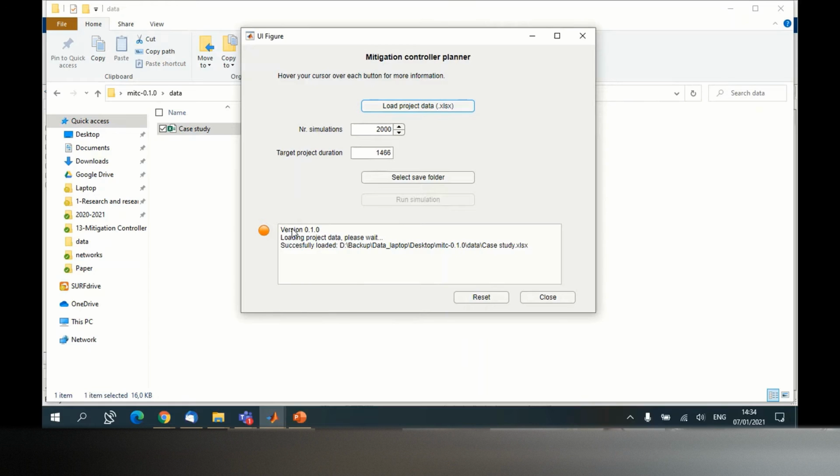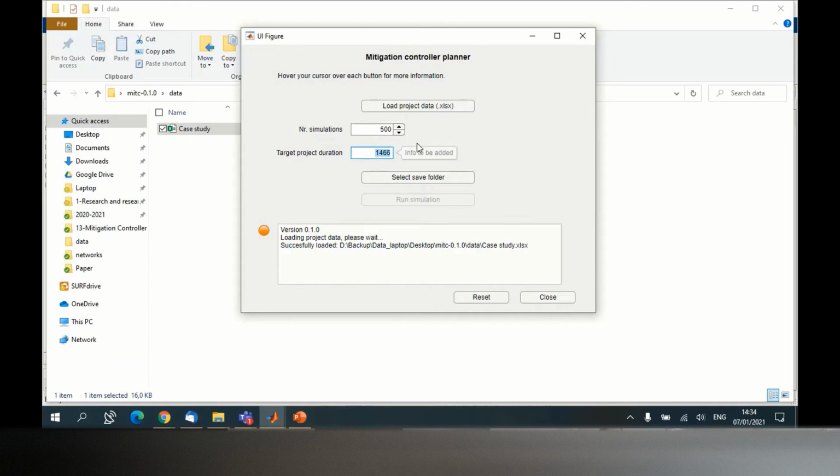Okay, so it successfully loaded, but it's not ready to run because we did not provide all the information that the mitigation controller needs. We have the number of simulations. I told you to set it at 2000. However, just in order to make it a bit quicker, we will try with 500 at first, 500 iterations. So the mitigation controller is going to do the simulation 500 times in order to give us the result.